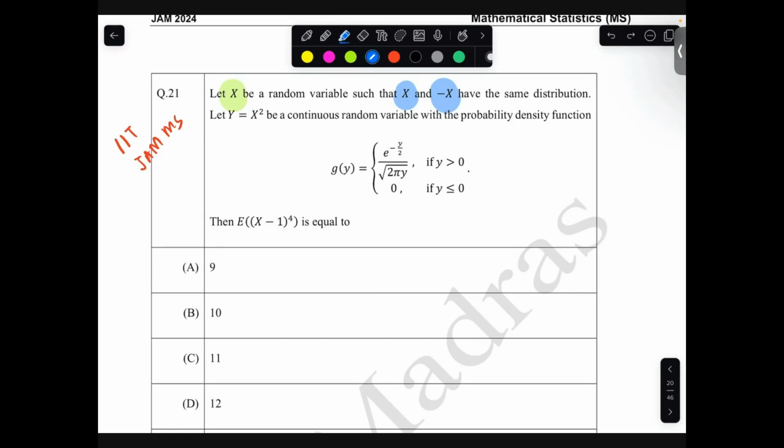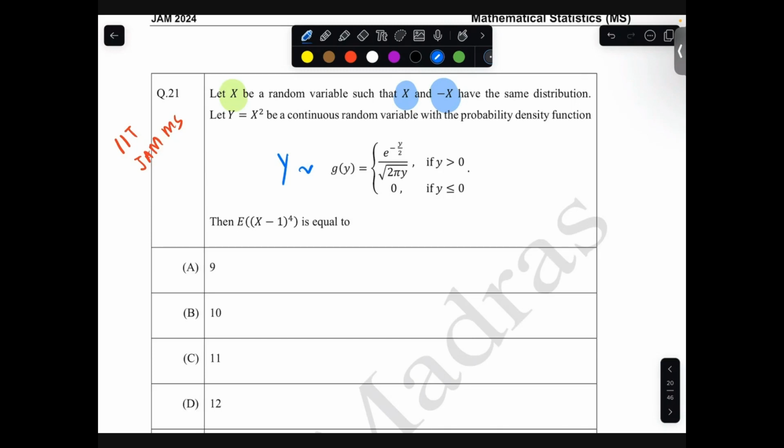So now the next information that is given is y is equal to x squared is a continuous random variable with the given probability density function. So this is nothing but the distribution of y. So y is following this. So there are three pieces of information, a triplet of information that you need to use.